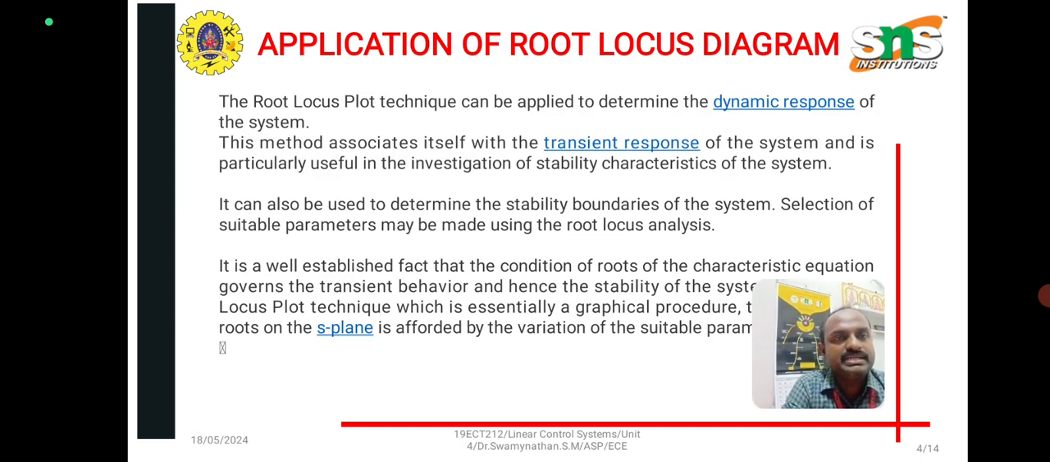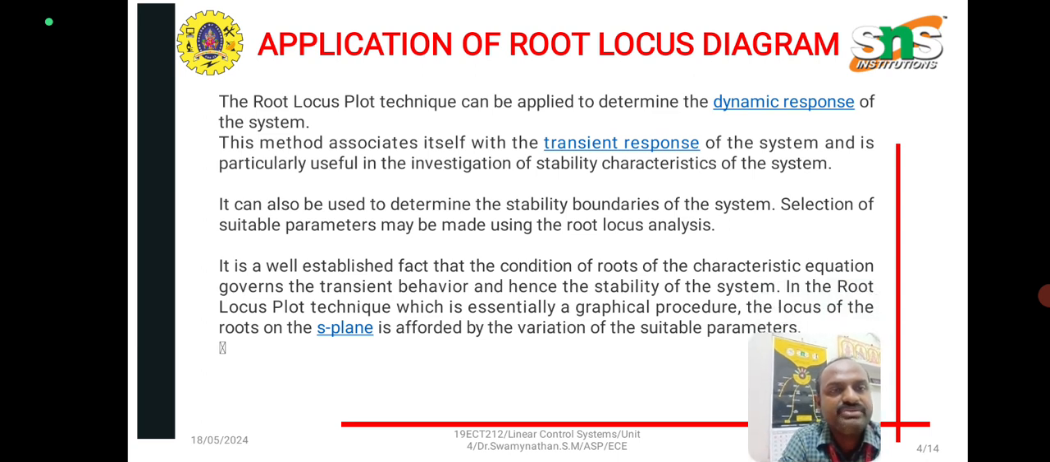And the root locus technique can determine the dynamic response of the system, and this method is also associated with the transient response of the system, particularly the investigation of the stability characteristics of the system, and also to determine the stability boundaries of the system based on the suitable parameters given to the root locus analysis. And next, it governs the transient behavior. Transient means that the output varies based on time.